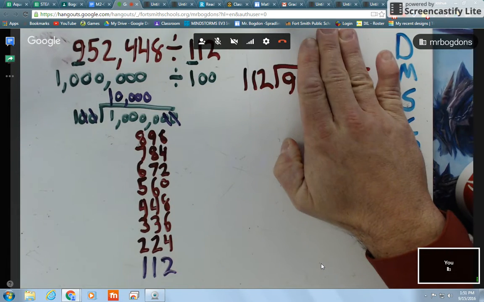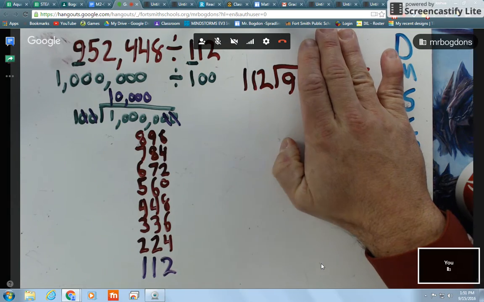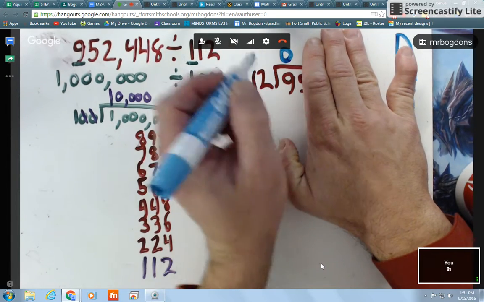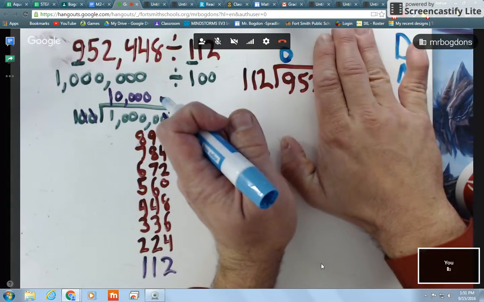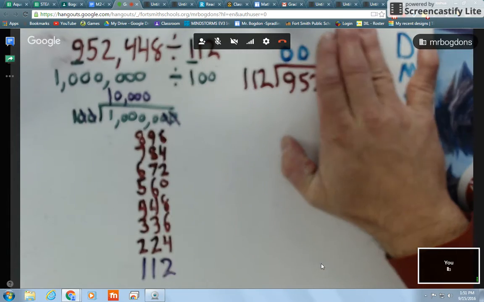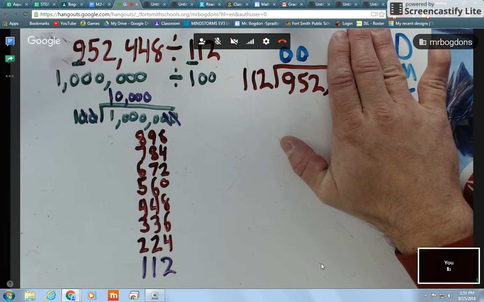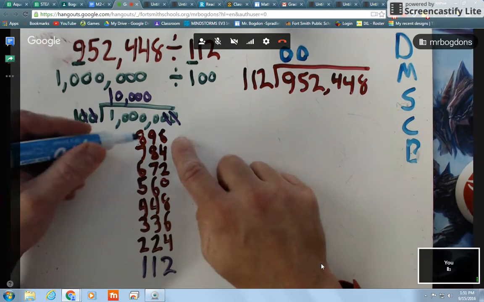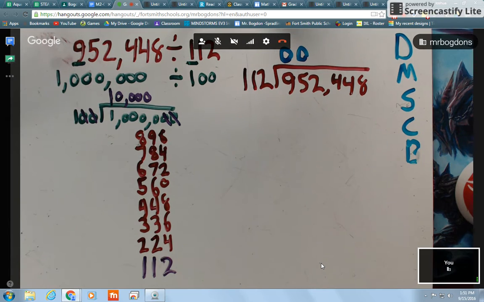How many times will 112 go into 9? 0. How many times will 112 go into 95? 0. How many times will 112 go into 952? Well, I don't know. It looks like I need to increase my multiplication tower just by a little bit.